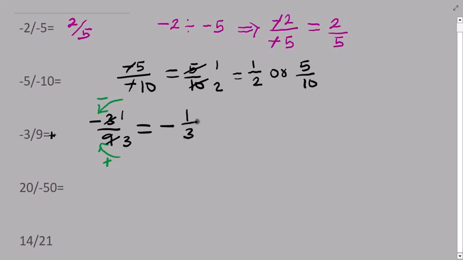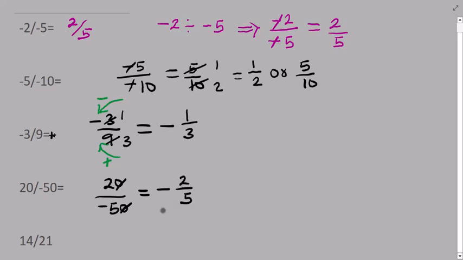If you wish to break down, here we have 20 over negative 50. 20 is a positive value and 50 is a negative value. Therefore, we are expecting a negative value as our answer. So you can cancel out the zeros on both the top and down to have 2 over 5, and we are done.